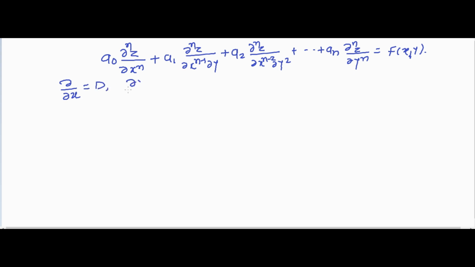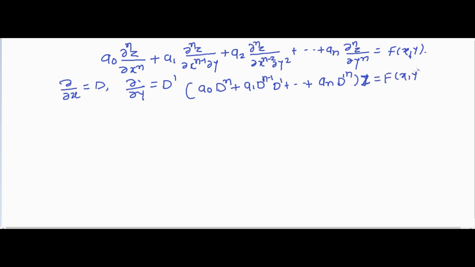Now in this equation, if we put del by del x equal to D and del by del y equal to D dash, then in short we can write it as a0 D^n plus a1 D^(n-1) D dash plus an D dash^n operating on z equal to f of x comma y.